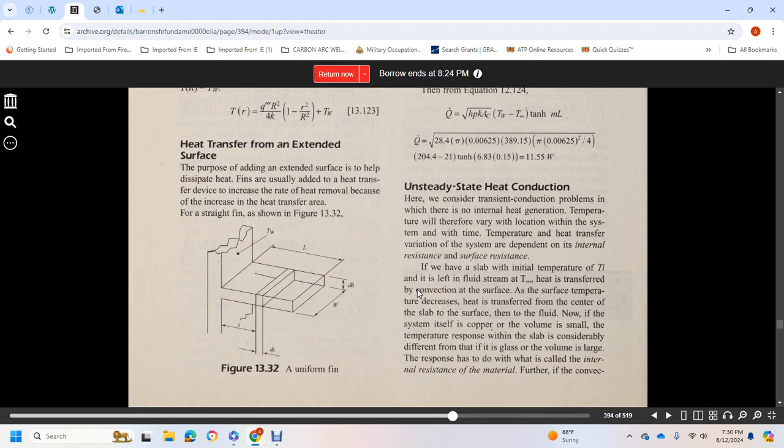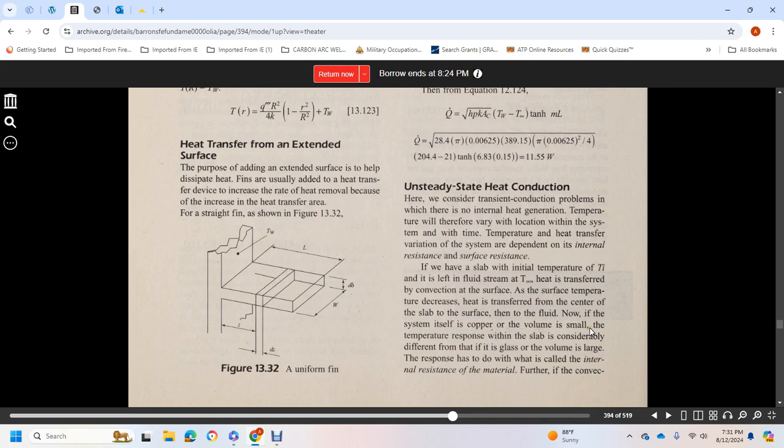Unsteady heat conduction. Here we consider transient conduction problems with no internal heat generation. The temperature will therefore vary with location and time. Temperature and heat transfer variation in systems depend on internal resistance and surface resistance. If we have a slab at an initial temperature in a fluid stream, heat is transferred by convection at the surface, then conducted to the center of the slab from the surface. Now, if the system is copper, the volume is small.